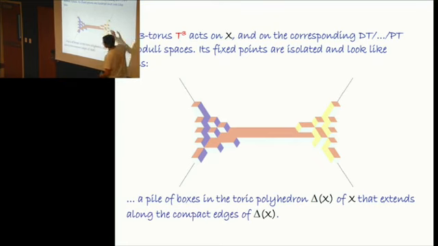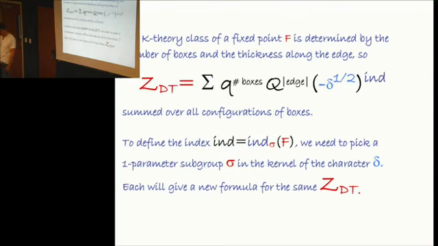And then along any compact edge you can have these piles of boxes merge along a compact edge. So these piles can extend along compact edges. That's a familiar picture.